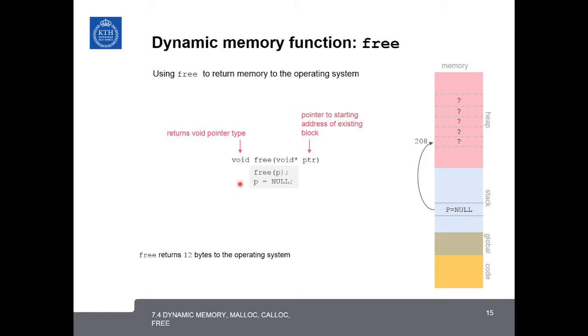It's also good practice afterwards to set the pointer to null so that it cannot be misused. By calling free like this, we return these 12 bytes that we had requested using realloc back to the operating system, and we set the pointer to null.